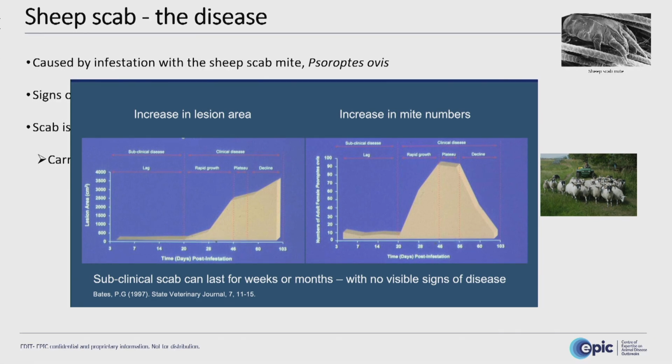But in the field, that could take weeks, it could take months, it could be the next year before you see clinical signs. So it becomes a really difficult disease to manage if you're just relying on the presence of clinical signs alone. The parasite can live off the host for a number of days, 16 to 19 days, so that complicates control even further.